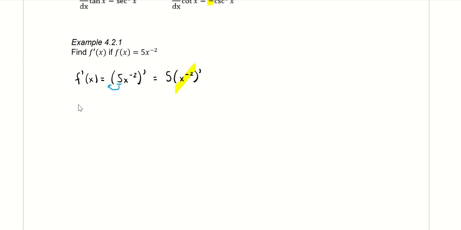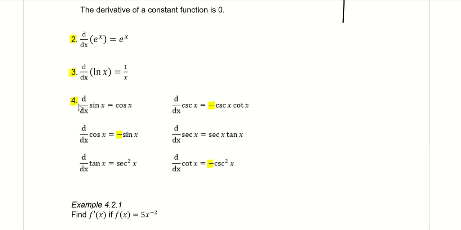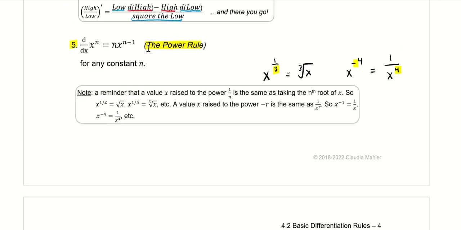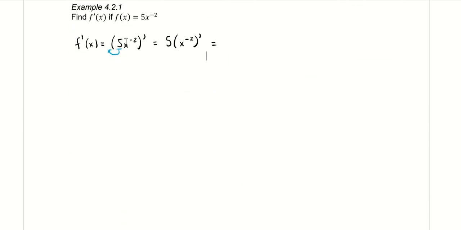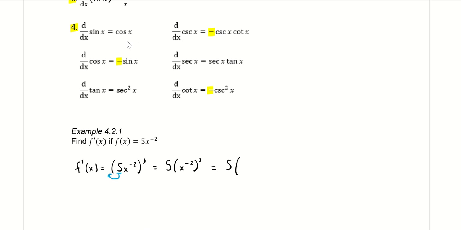Now this piece is a variable raised to a constant, right? X to the negative 2. So what I'm going to do is use my power rule. I'm going to use that last one here on page 3, this one here. So this is going to tell me that I'm going to take that power, even though it's negative, that's fine. I'm going to drop it in front, and I'm going to subtract 1 to get my remaining power here. So there's my 5. I'm going to take this negative 2, put it in front, and then I'm going to take x and raise it to negative 2 minus 1. That's my power rule.